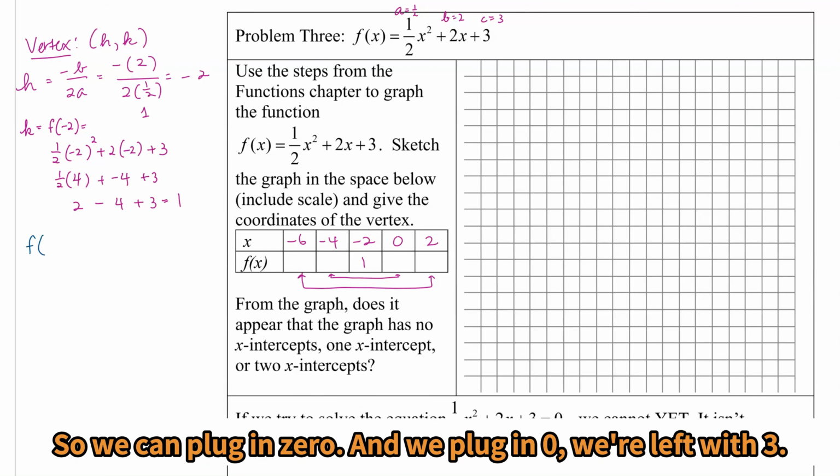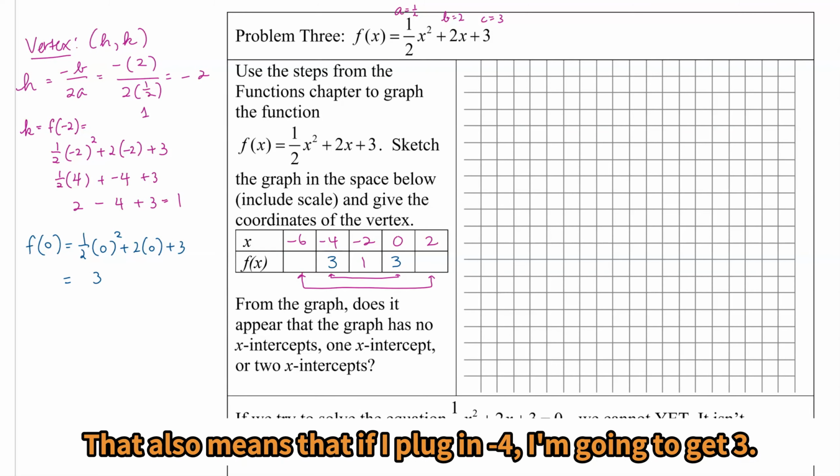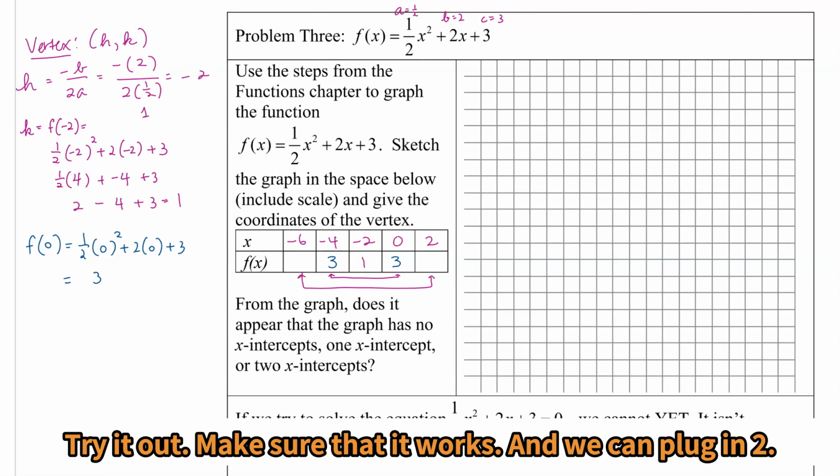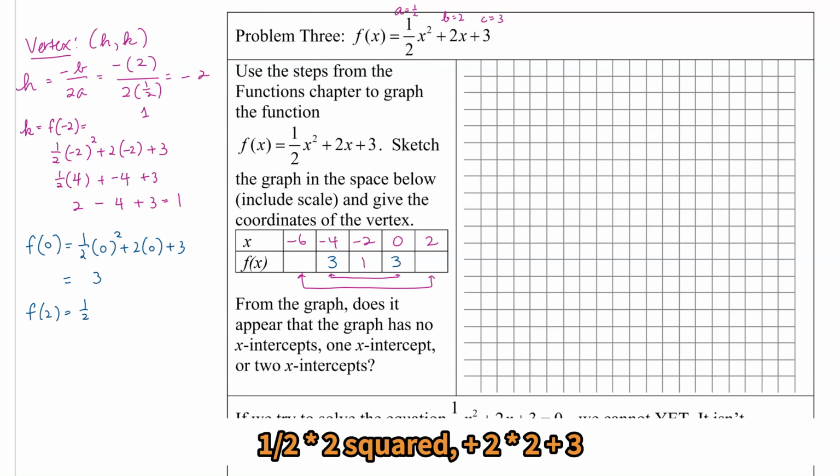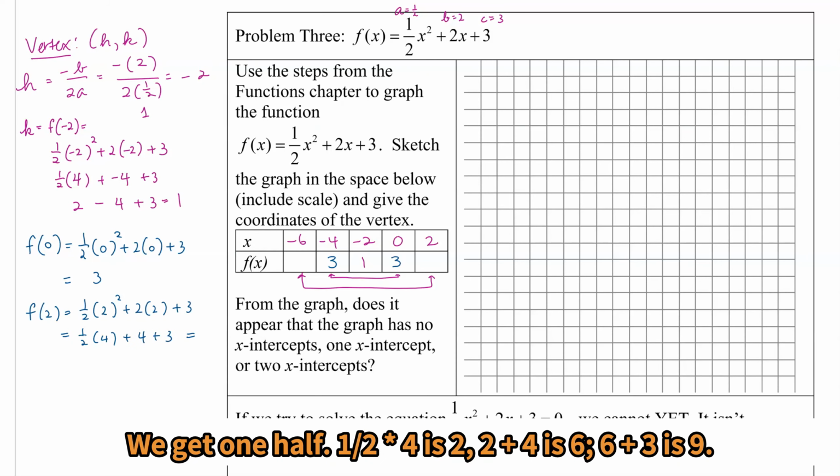So we can plug in 0, and we're left with 3. That also means that if I plug in negative 4, I'm going to get 3. Try it out, make sure that it works, and we can plug in 2, 1/2 times 2 squared plus 2 times 2 plus 3. We get 1/2 times 4 is 2. 2 plus 4 is 6. 6 plus 3 is 9.